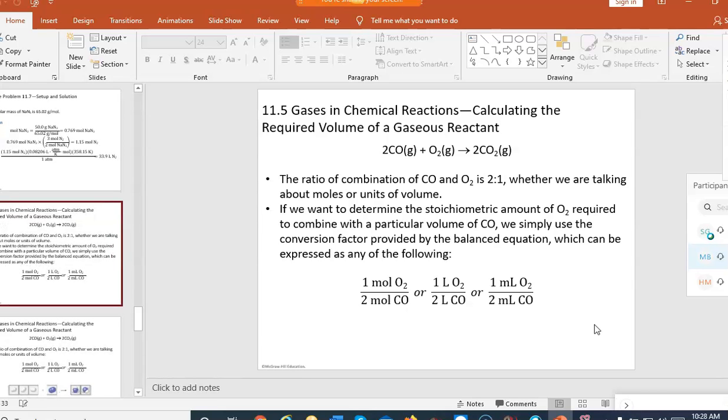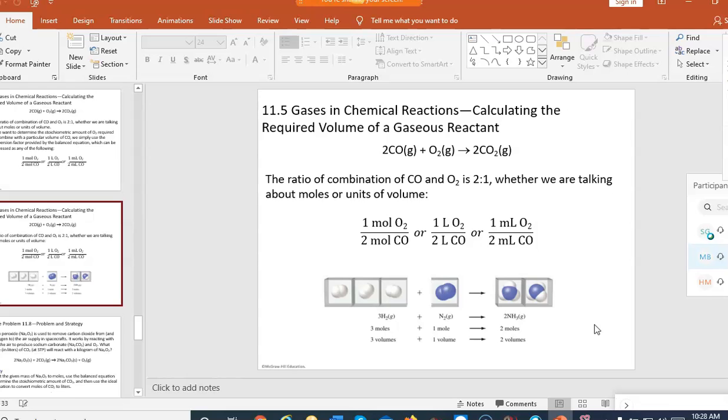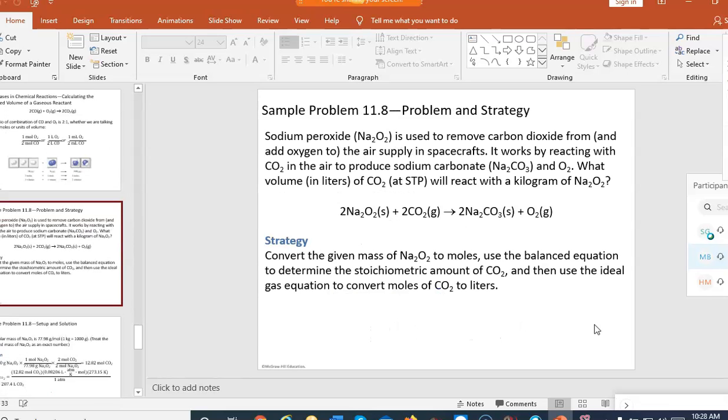All right, gas chemical calculating required volume of gas reactant. We just kind of already did this. This doesn't tell us anything new. Volume. All right, you guys want to do this? Why don't you guys do this one? Oh wait, let me see. Hold on. No, I don't think this is the one I'm going to do. Oh yeah. We can do this.